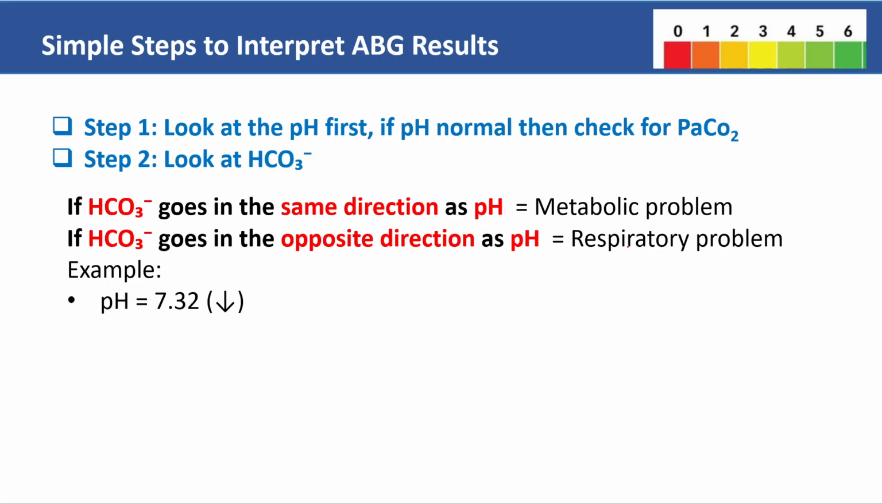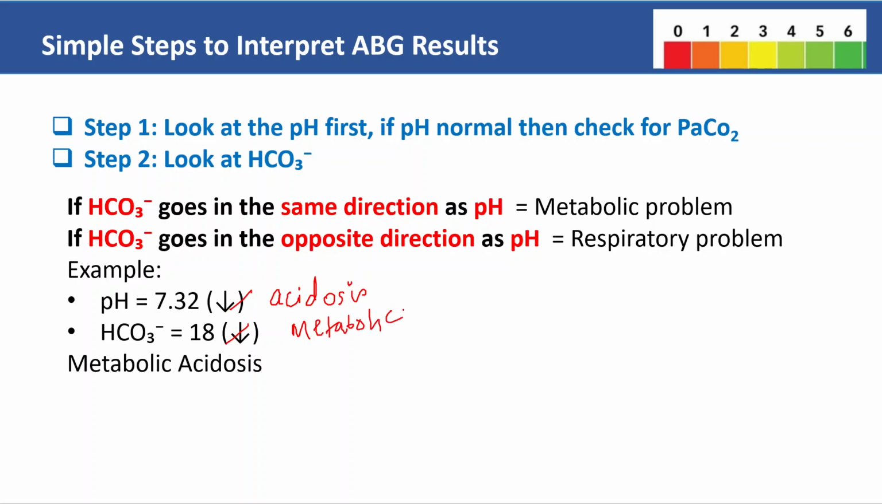Example: the pH is 7.32, which means it is decreased because the normal is 7.35 to 7.45, and the bicarbonate is also decreased. First let me diagnose it. If the pH is decreased, I told you it is acidosis, it is less than 7.35. Bicarbonate and pH are both in the same direction, so I have to go for the metabolic only. This answer is metabolic acidosis.